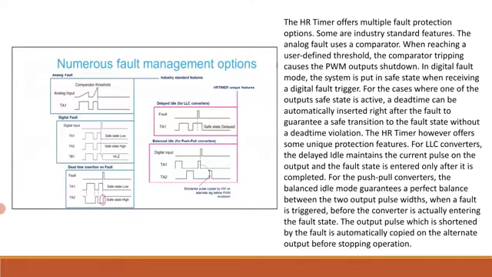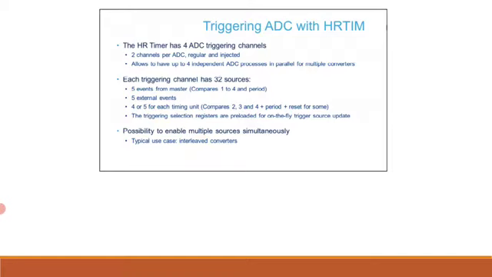If you understood this, then we can move on to triggering the ADC with the HR timer. The HR timer has 4 ADC triggering channels, with 2 channels per ADC for the regular and injected sequences. This allows up to 4 independent ADC processes in parallel for multiple converters. Each triggering channel has 32 sources, including 5 from the master timer, 5 from the external events, and 4 or 5 from each timing unit. It is possible to simultaneously enable multiple sources for a unique trigger.